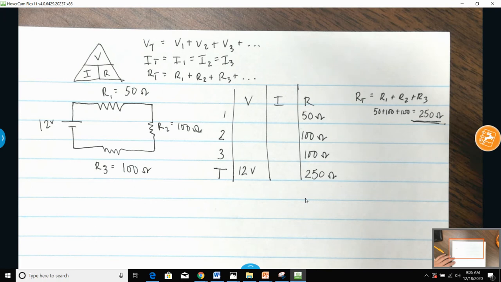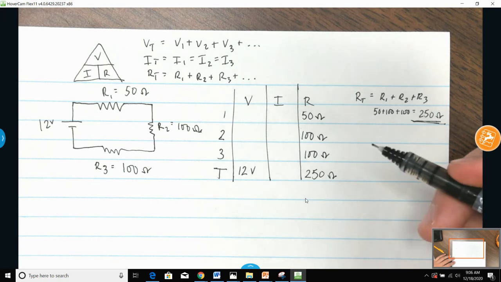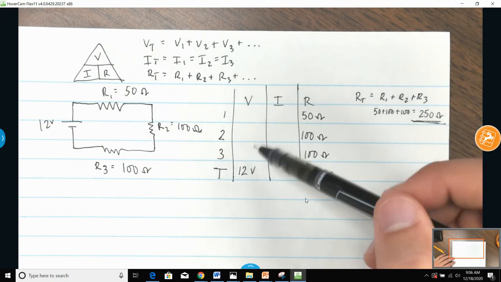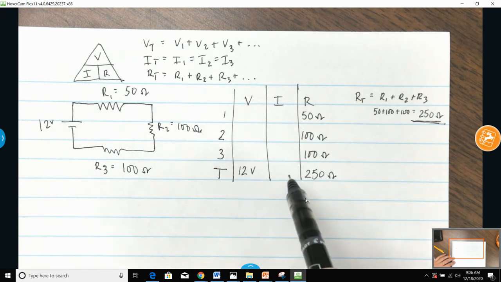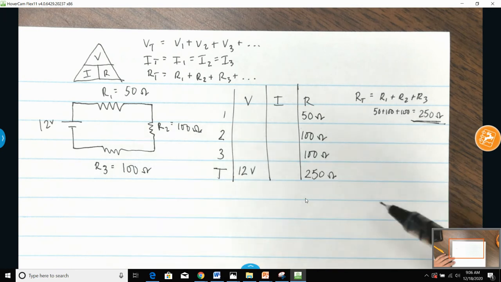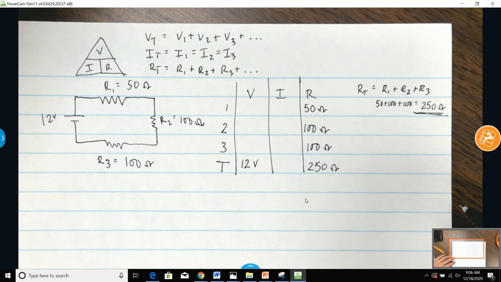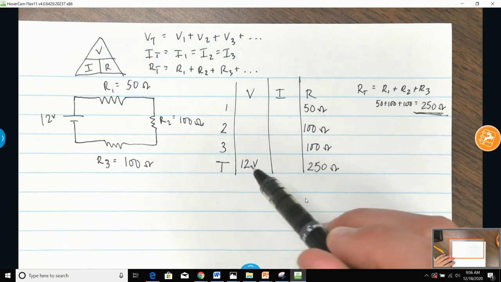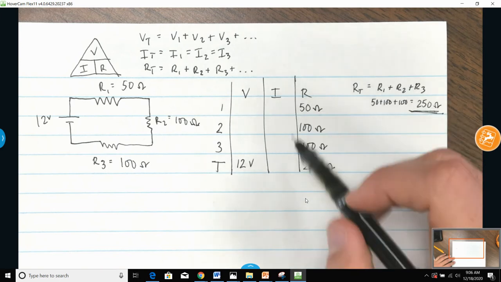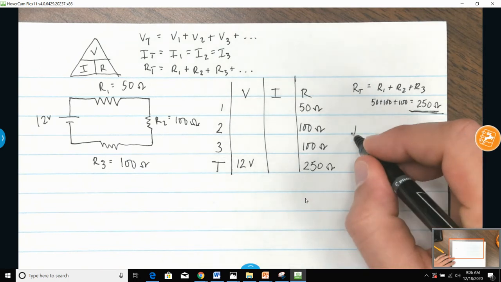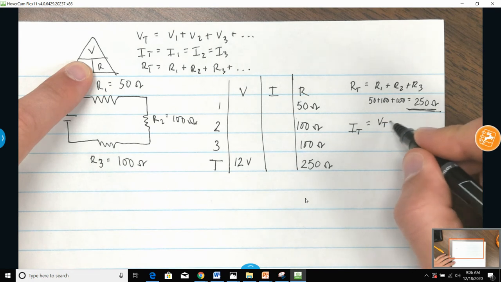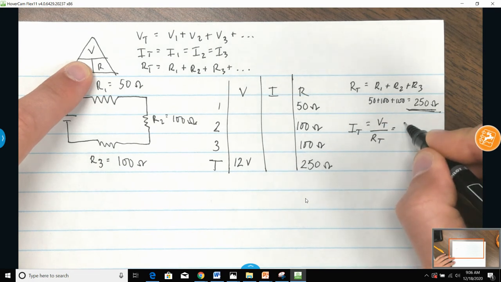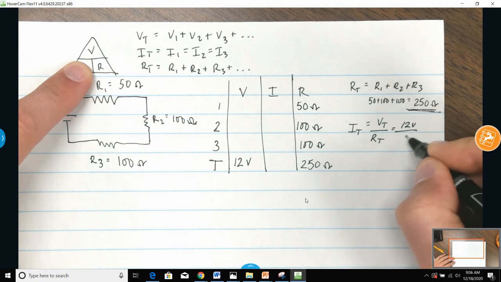Now, what we've got to do next is figure out something here. To use Ohm's law, you need 2 out of the 3 variables. So in our table, which row has 2 of the 3? That would be row T. In row T, we have 12 volts and we have 250 ohms. So we can figure out IT using Ohm's law. What is IT? If you cover up I in the triangle, that tells us we're going to do the total voltage divided by the total resistance. So you're going to do 12 volts divided by 250 ohms.